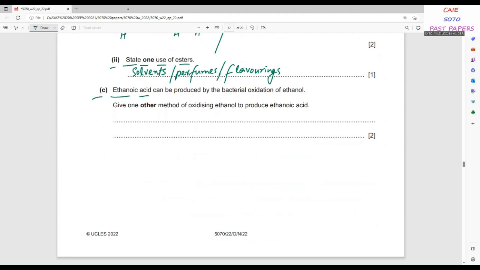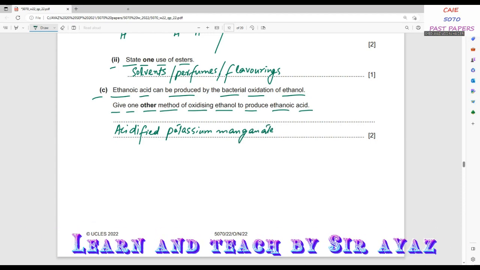C. Ethanoic acid can be produced by the bacterial oxidation of ethanol. Give one other method of oxidizing ethanol to produce ethanoic acid. You can have acidified potassium manganate. For potassium manganate, you'll write 7 here. You can write KMnO4 for potassium manganate.